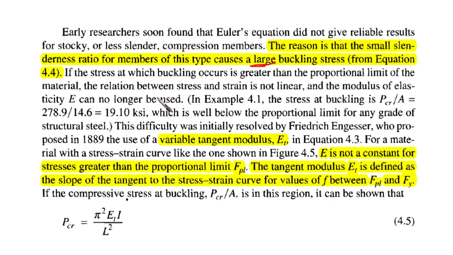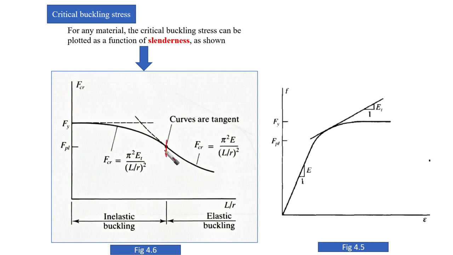If the stress at which buckling occurs is greater than the proportional limit of the material, the relation between stress and strain is not linear, and this is right. If we go back here, at this point, after that, if the stress is going to be increased, the relation is not going to be as we have.